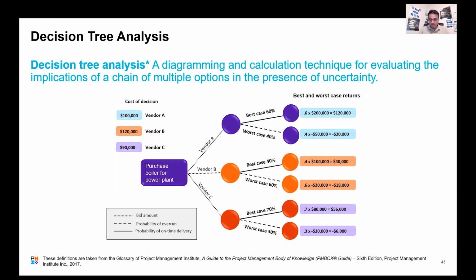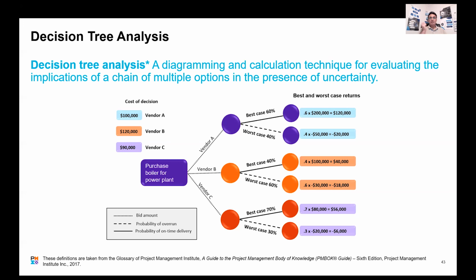So expected monetary value is basically calculating the average outcome when the future is uncertain. What that means? Let's say in our example we want to purchase a boiler for a power plant, and you have 3 vendors who have provided you with a bid. Vendor A bid is 100,000, vendor B bid is 120,000, and vendor C bid is 90,000. Right, that's the bid. So the cost of decision is the bid that the vendor has provided to you.